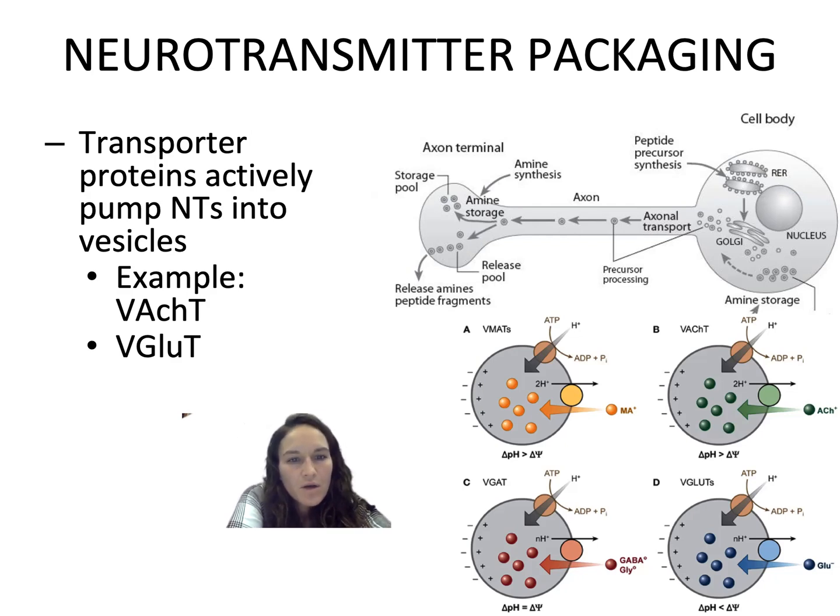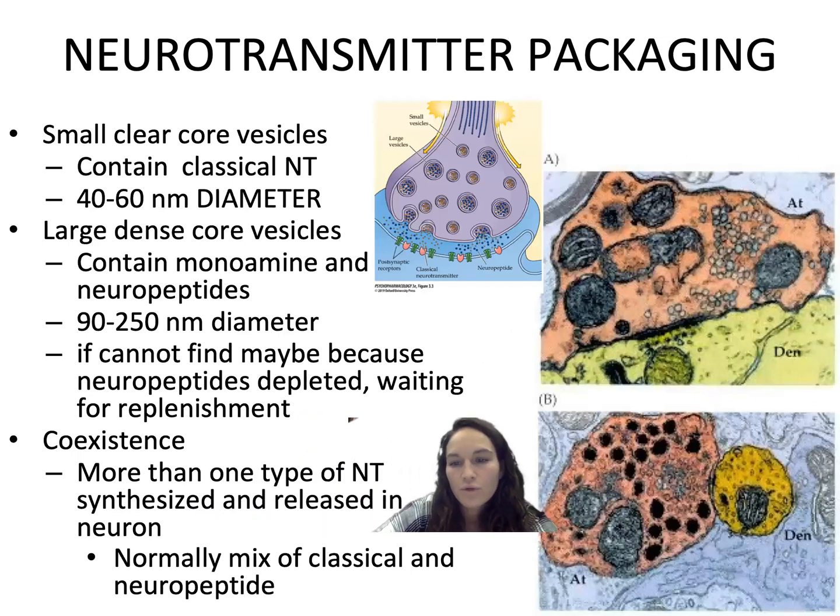And so we can, again, see if a cell is releasing a particular type of neurotransmitter by just looking at the type of vesicular transporters it expresses, because that gives us a clue as to what types of neurotransmitters it's packaging into vesicles.